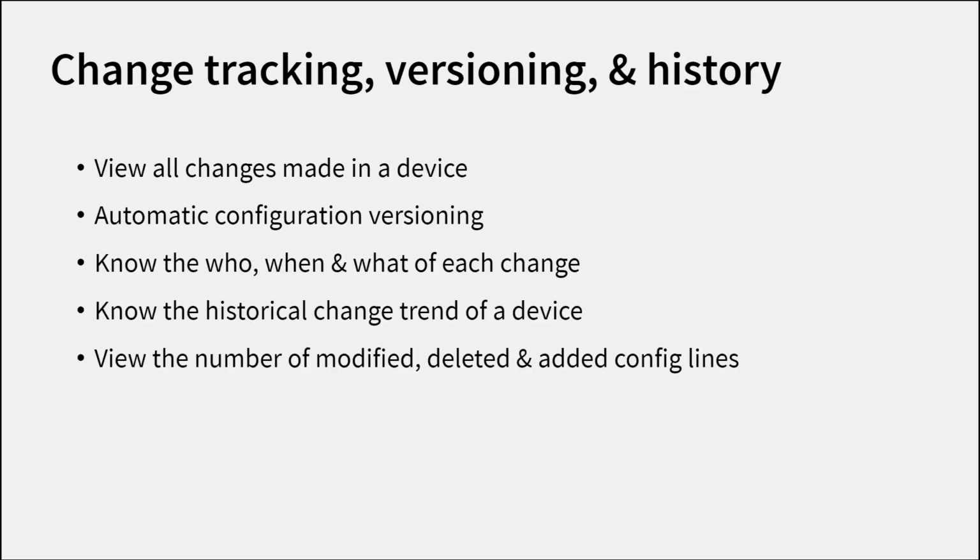So using the change tracking, versioning, and history feature, you can view all the changes made in a device, and you can also view who made the change and when the change was made and what was changed in each configuration change made by the user. You can also look at a historical trend, and you can also have a look at what lines were modified, deleted, or added in the configuration. So let me show you this in the UI.